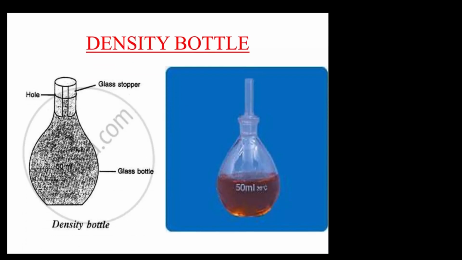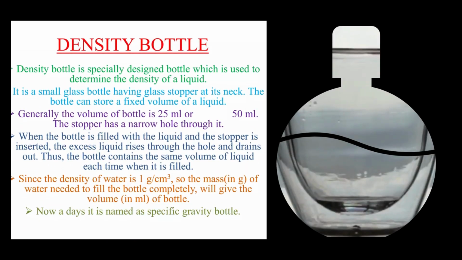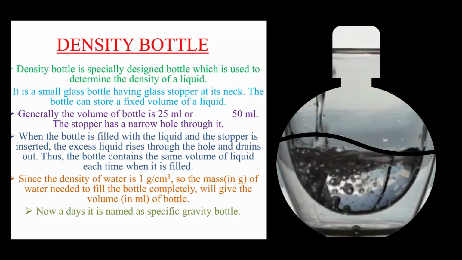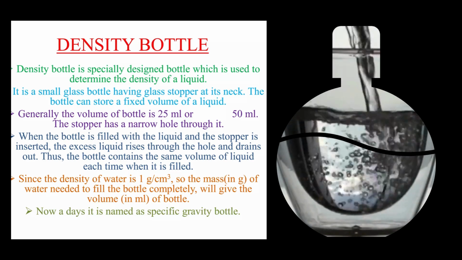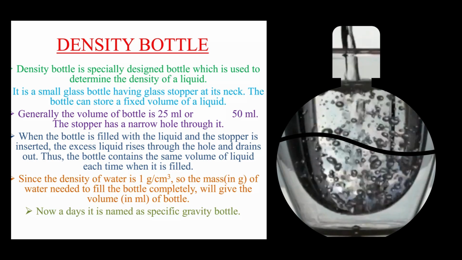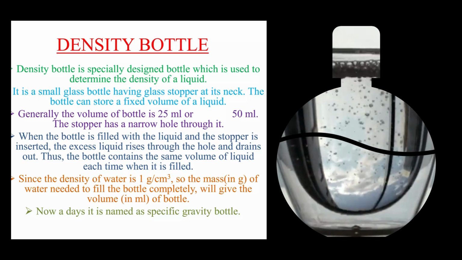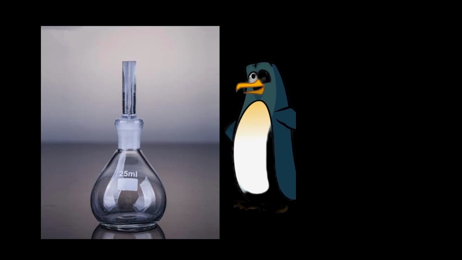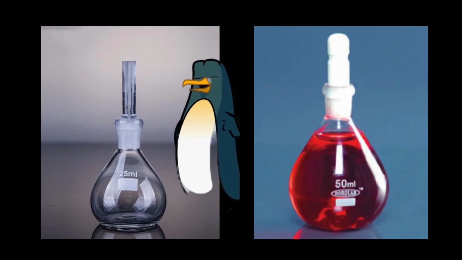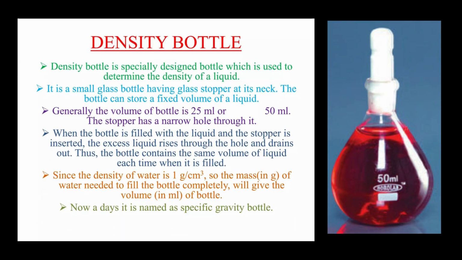Density bottle. Density bottle is a specially designed bottle which is used to determine the density of a liquid. It is a small glass bottle having glass stopper at its neck. The bottle can store a fixed volume of a liquid. Generally, the volume of bottle is 25 milliliters or 50 milliliters. The stopper has a narrow hole through it. When the bottle is filled with the liquid and the stopper is inserted, the excess liquid rises through the hole and drains out. Thus, the bottle contains the same volume of liquid each time when it is filled.